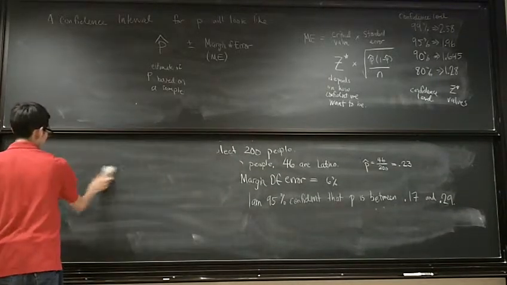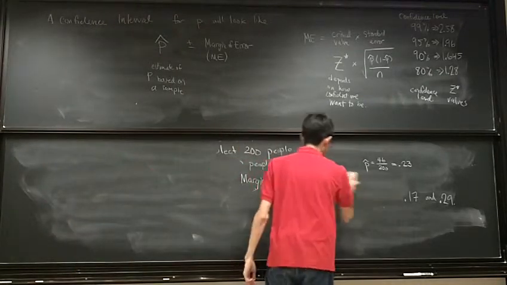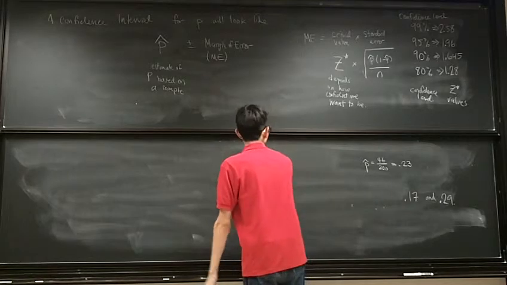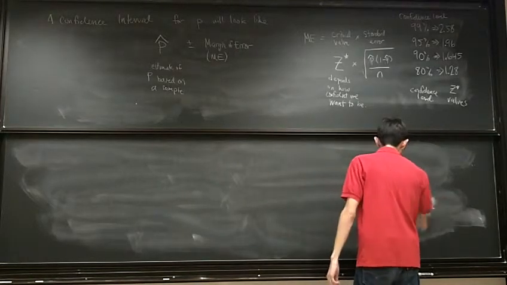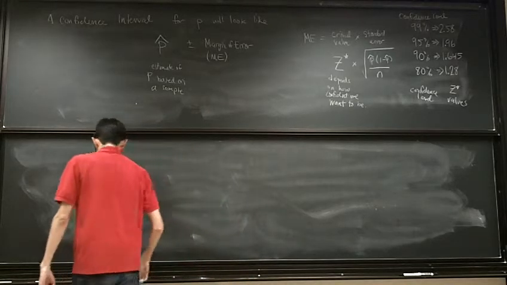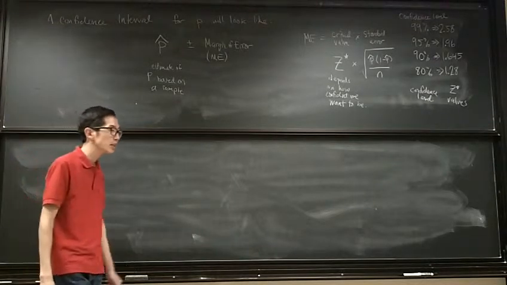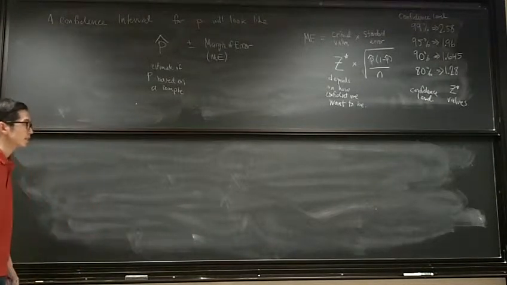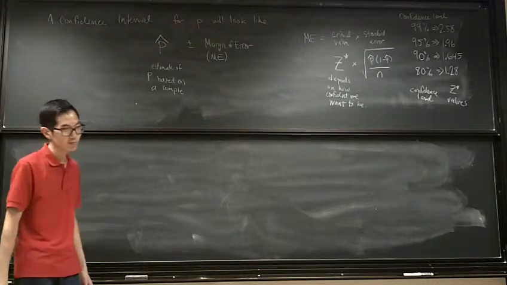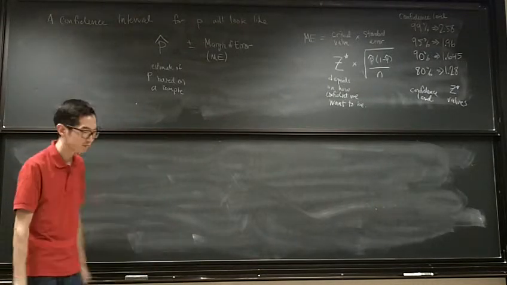So once we find the standard error, we multiply it by the critical value to get your margin of error, and then you add or subtract your margin of error to your p hat to get your confidence interval. Okay, so let's try this. Let's say you buy a bag of M&Ms. You want to know what proportion of M&Ms are blue.